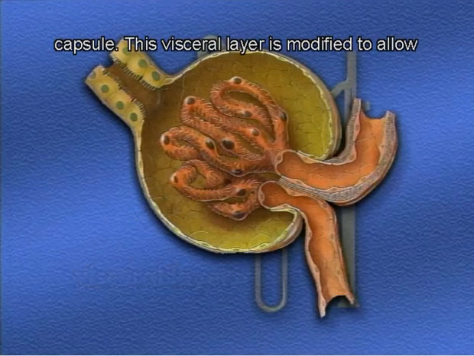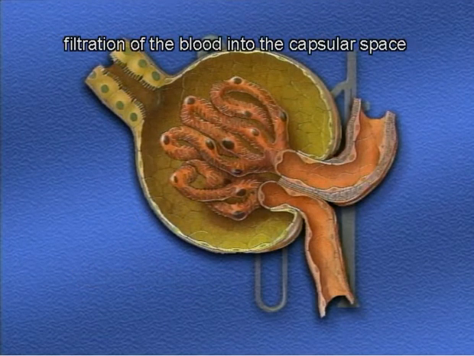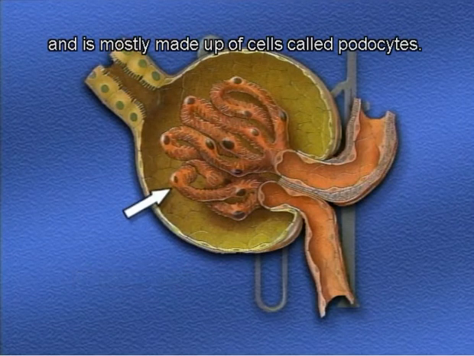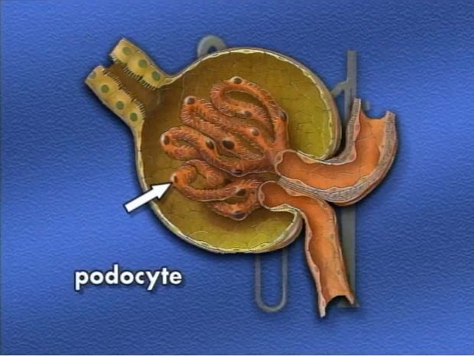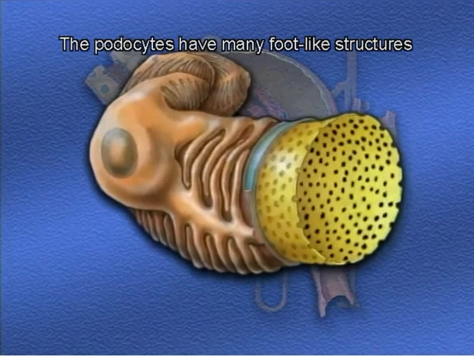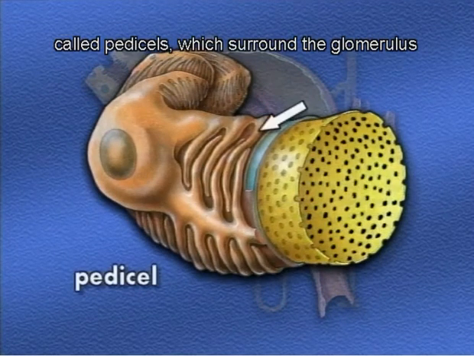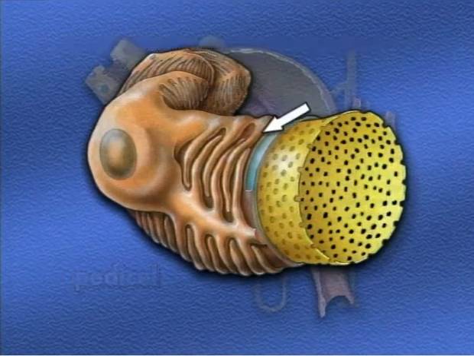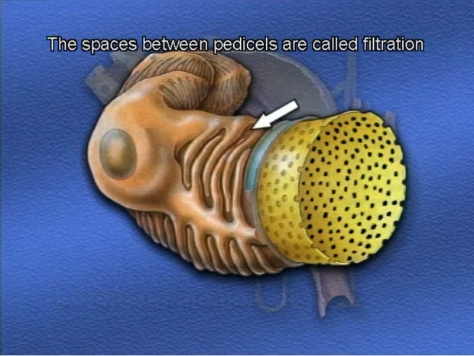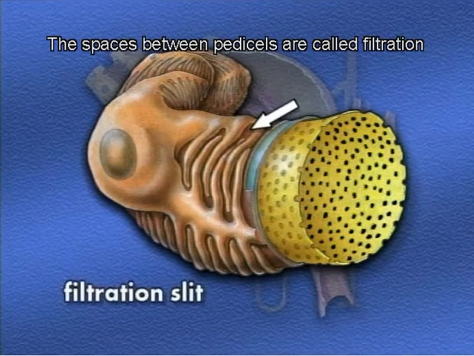This visceral layer is modified to allow filtration of the blood into the capsular space and is mostly made up of cells called podocytes. The podocytes have many foot-like structures called pedicels, which surround the glomerulus and share its basement membrane. The spaces between pedicels are called filtration slits.